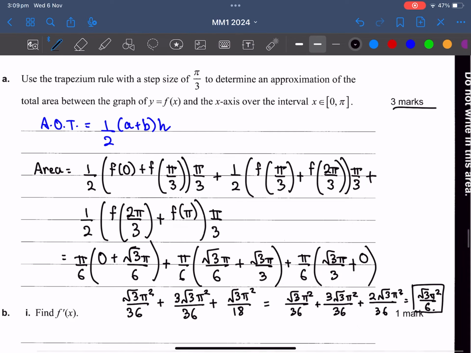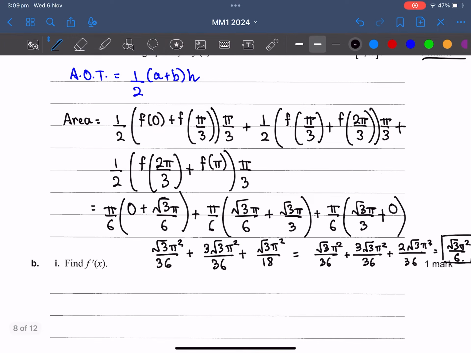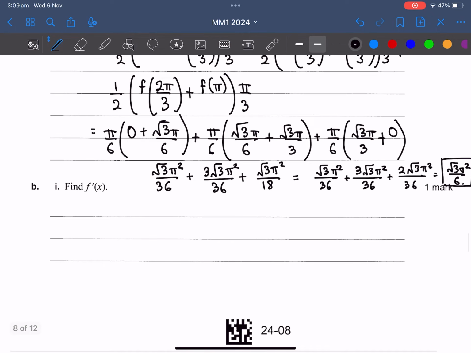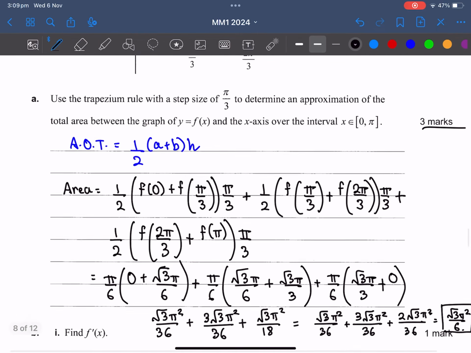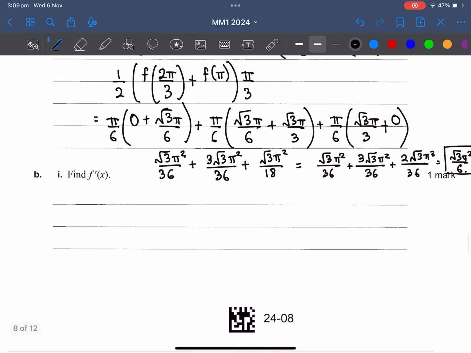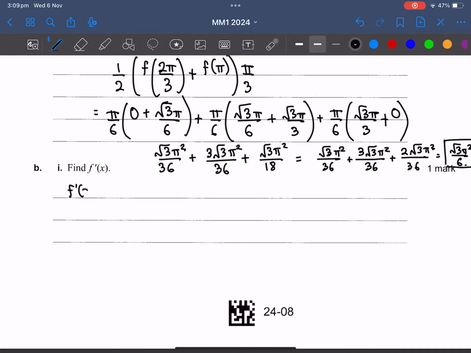3 marks, again: 2 for working out, 1 for the final actual answer. Okay, so now we have to find the derivative of f of x. What is our f of x again? x sine x. So again, we can just use the product rule. It's 1 mark, just the direct answer. So it will be sine x plus x cosine x. Okay, I think that's it.